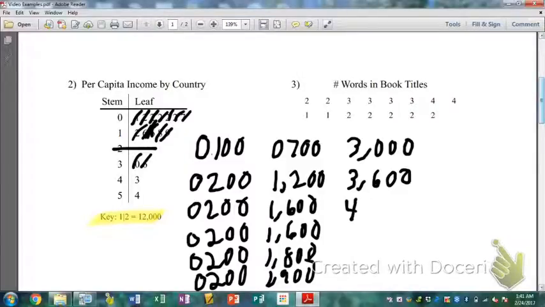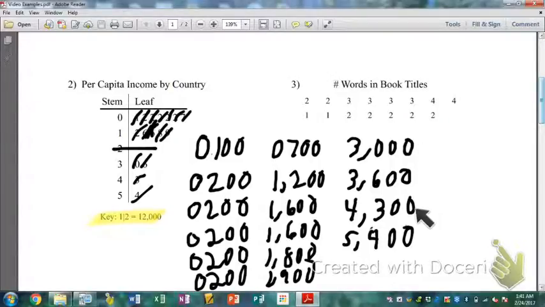I got 4,300. 5,400. Under that 400 there, it looks pretty terrible. Let's fix those. It's a little better. And then when I go to type those in my calculator, I'm going to use these numbers here. So going through that calculator process again, go back to my calculator.